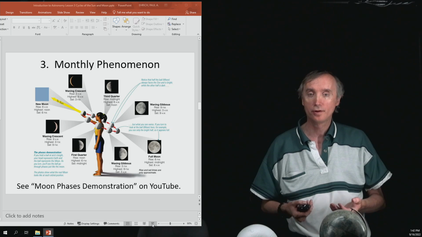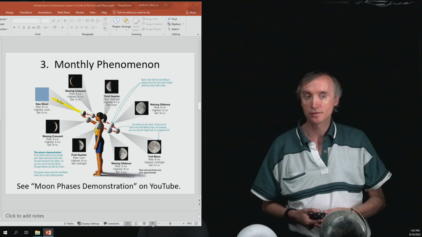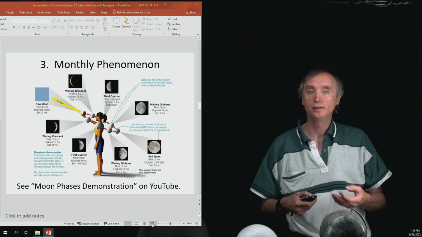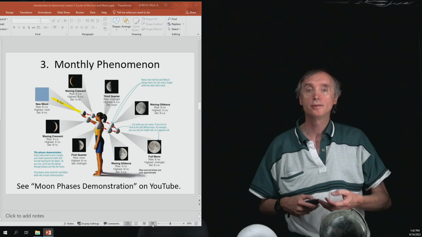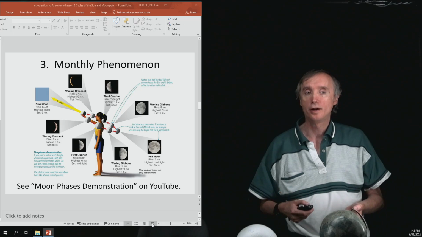And the way that we know that a month has passed is because the moon has gone through its phases. So sometimes when you look at the moon, it's completely dark. Sometimes it's completely lit up. Sometimes it's half and half, and so we want to know why.